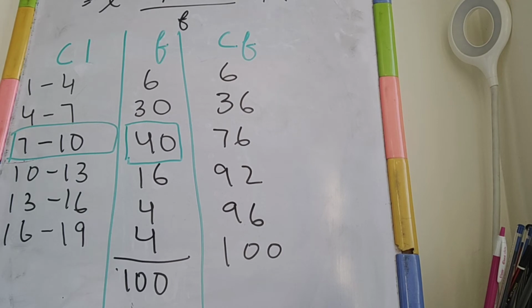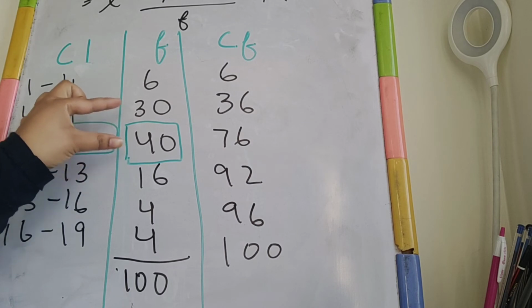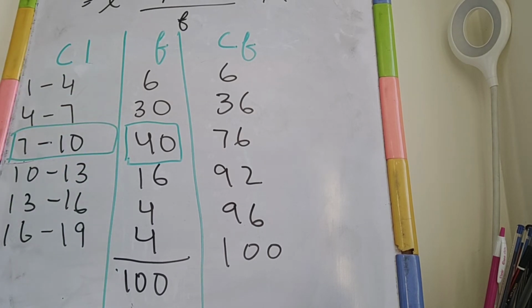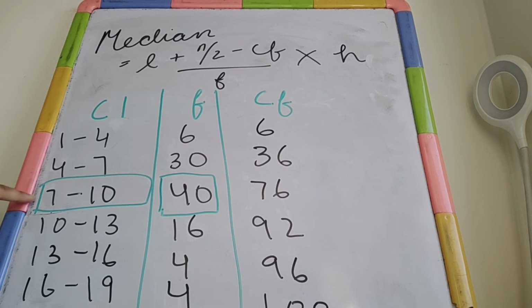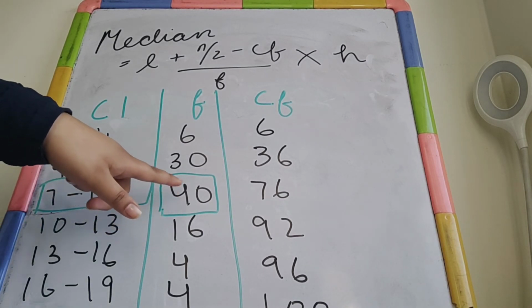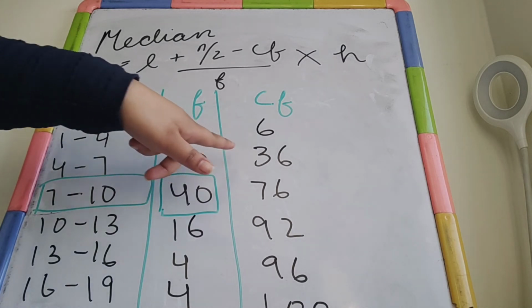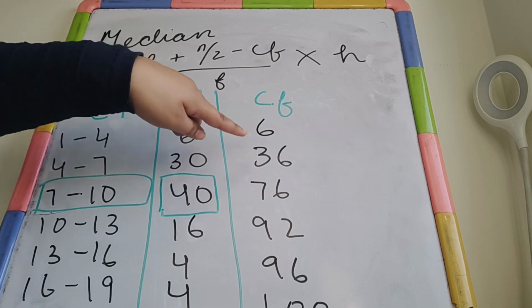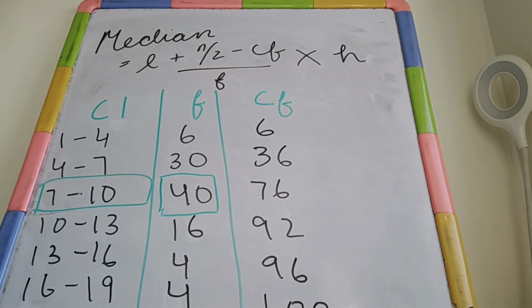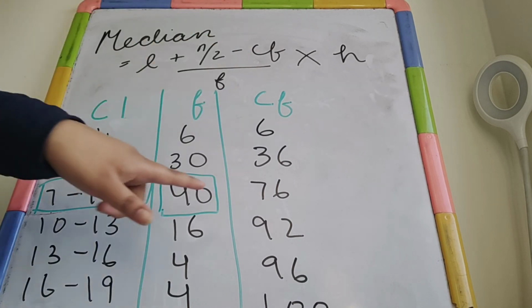The frequency was also written. This is the median class, right? 7 to 10. So the frequency of this median class, that is 40, would be taken as f. Now guys, when we come to the CF, meaning the cumulative frequency, this would be the cumulative frequency of the class before the median class. As you can see here, 7 to 10 is the median class, which has a frequency of 40. The class above it, which is 4 to 7, has a cumulative frequency of 36. So this would be considered as the CF when we use the formula. Here we will place 36, not 76.